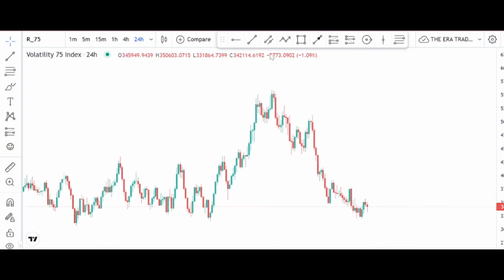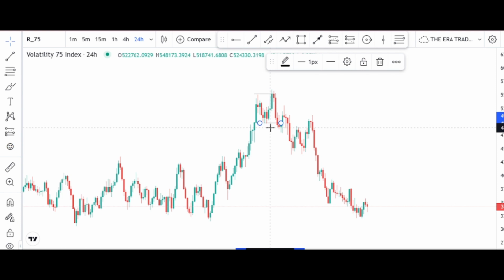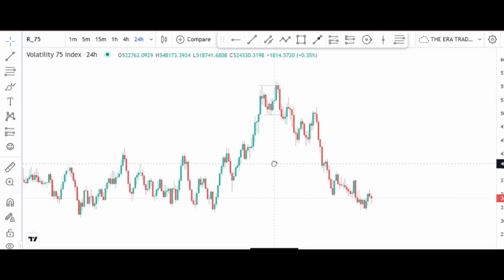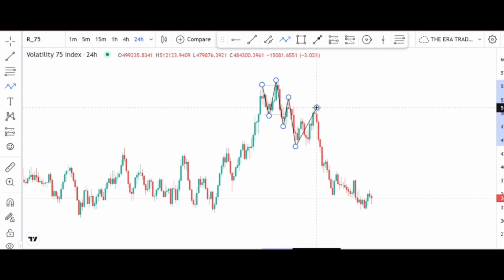Okay, so we saw that the market was first bullish structure, higher low, higher high, failed to make another higher high, took out this low. After taking out this high, failed to make another high. Then if you look at the structure, you see clearly that the market structure has changed bearish. All right, the market is now bearish.